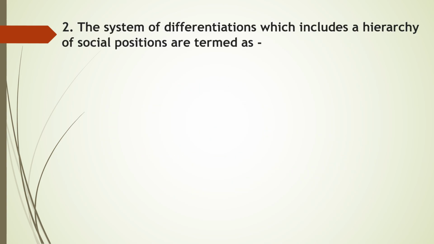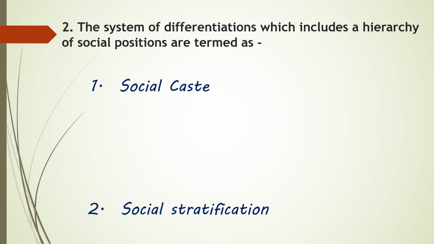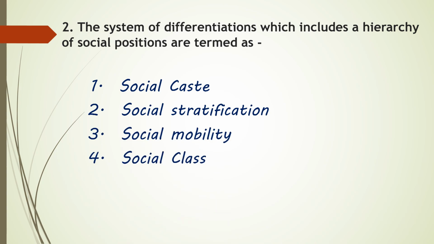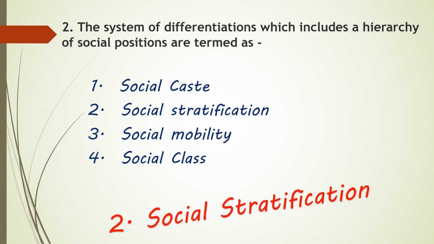Question number 2. The system of differentiations which include a hierarchy of social positions are termed as. Options: social caste, social stratification, social mobility or social class. The correct answer is option 2, social stratification.